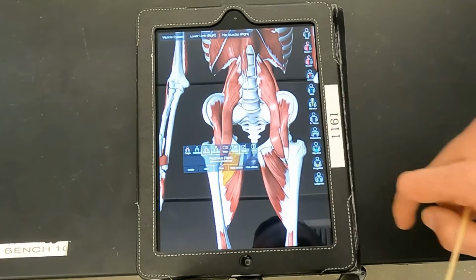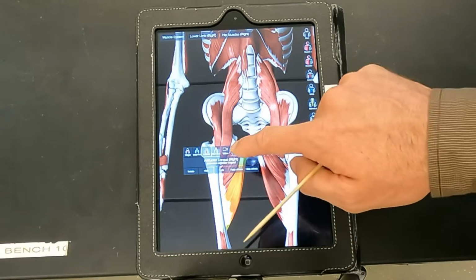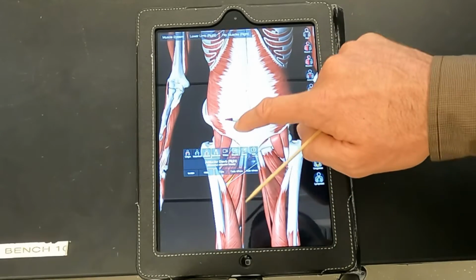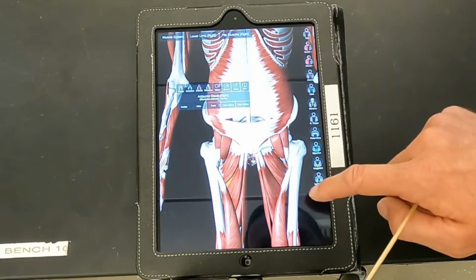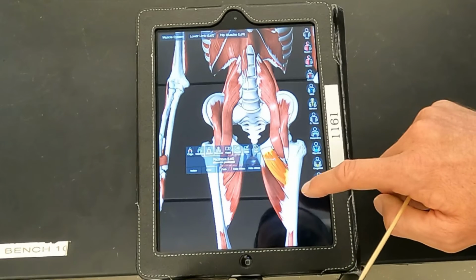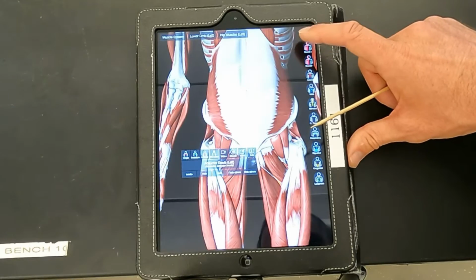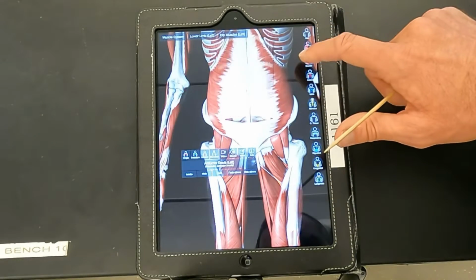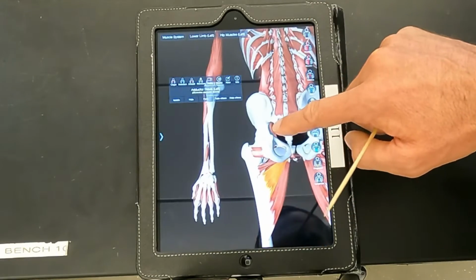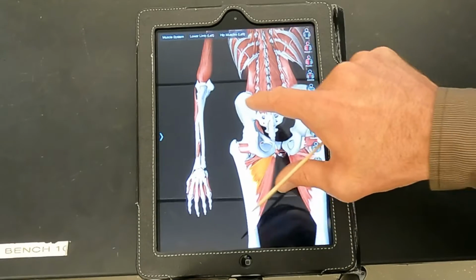We have the pectineus. We have the adductor longus, the adductor brevis. And somewhere in here, there's an adductor magnus in here as well. Tucked behind it. Is it? By the gracilis. By the gracilis. I'm not finding the adductor magnus.